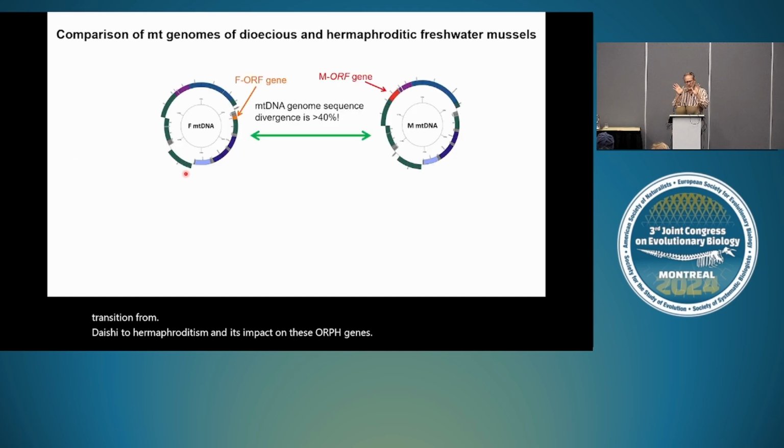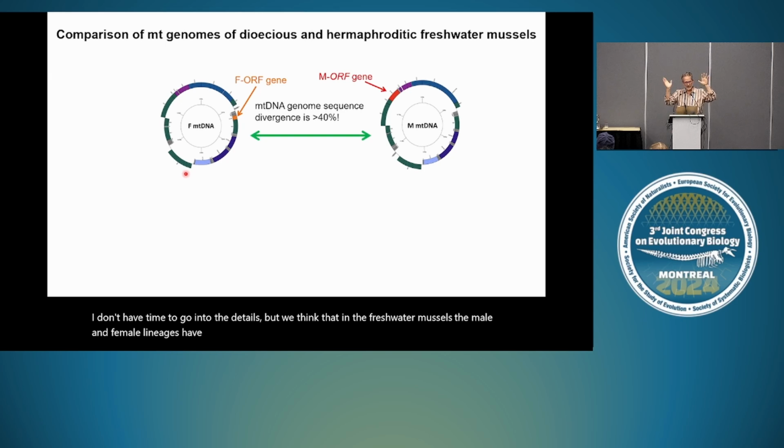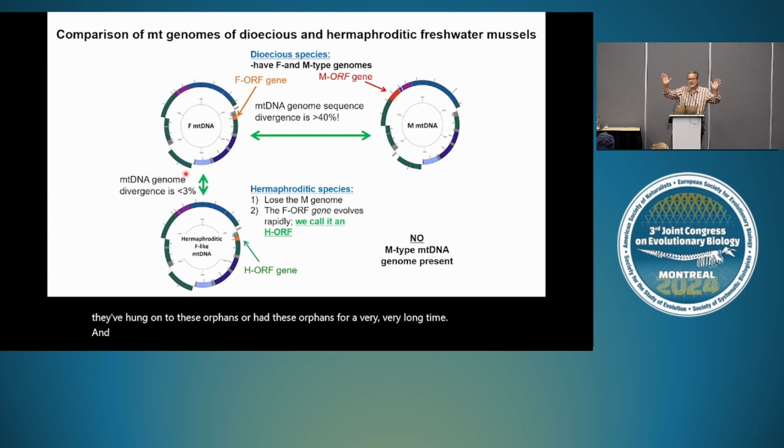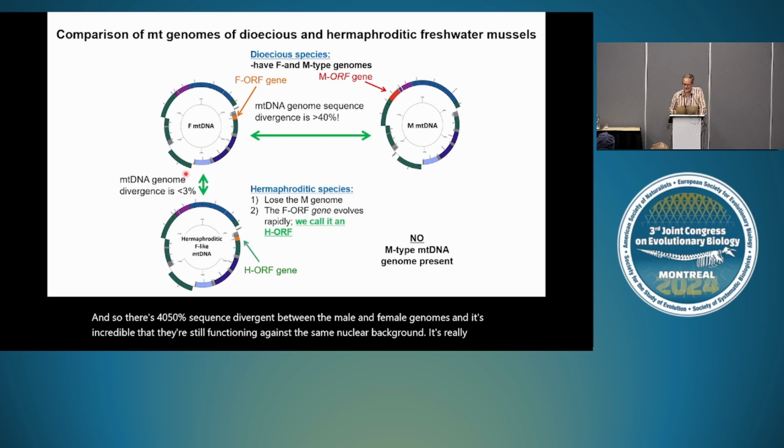I don't have time to go into the details, but we think that in the freshwater mussels, the male and female lineages have been divergent for over 200 million years. We actually think they originated through one of those role reversal events that Georgina talked about this morning. So we think DUI is even older than that. But these genomes are very, very divergent, and they've hung on to these ORF genes for a very, very long time. There's 40-50% sequence divergence between the male and female genomes, and it's incredible that they're still functioning against the same nuclear background. It's really quite amazing in itself.